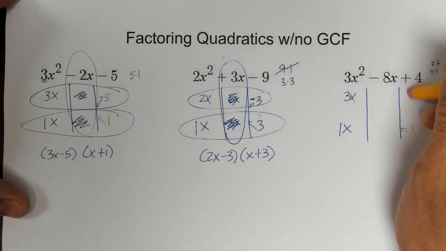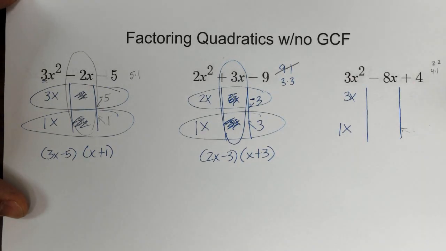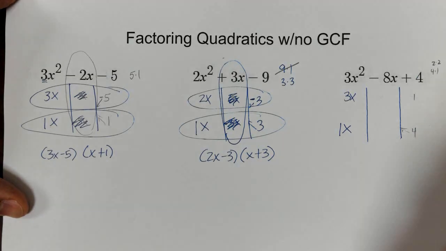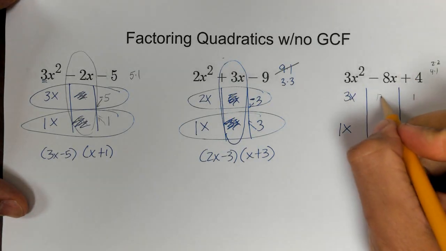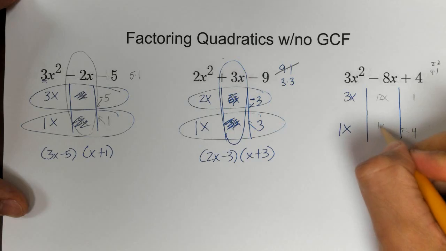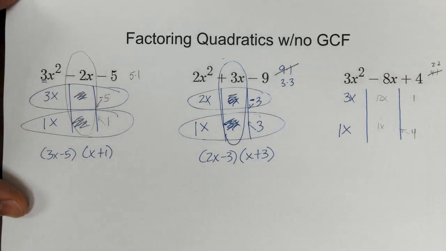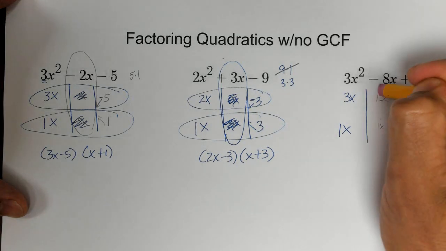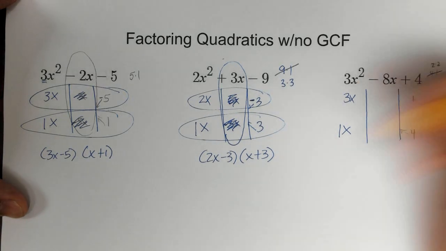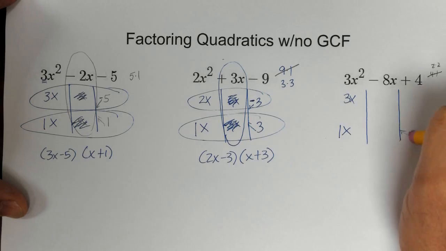Instead of 4 times 1, let's try 1 times 4. And let's cross multiply. 4 times 3, I get 12, and 1 times x is 1x. I still don't get an 8. 12 minus 1 is 11, and 12 plus 1 is 13. So I can't add them or subtract them to get 8. So it cannot be 4 times 1. It must be 2 times 2. Let's try it out.